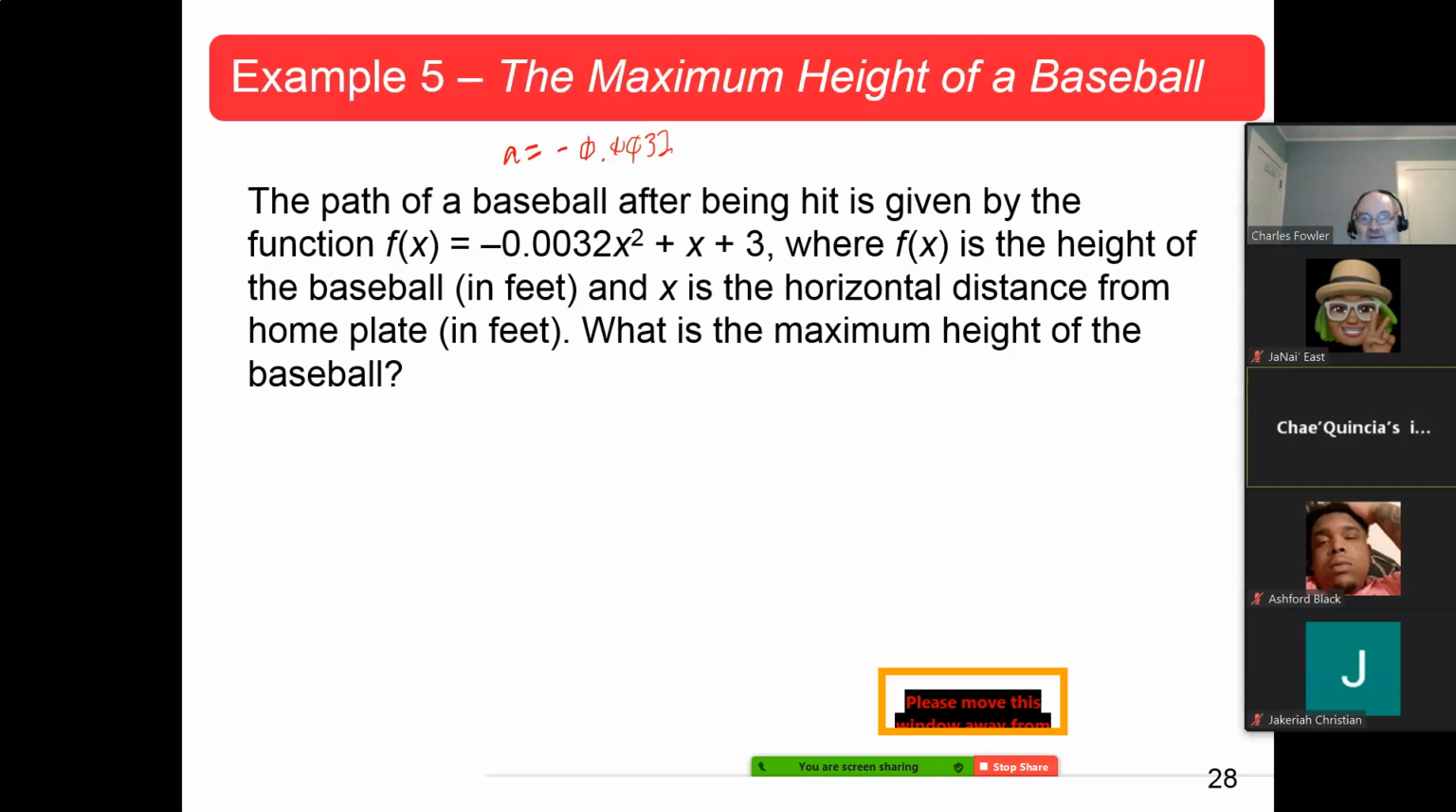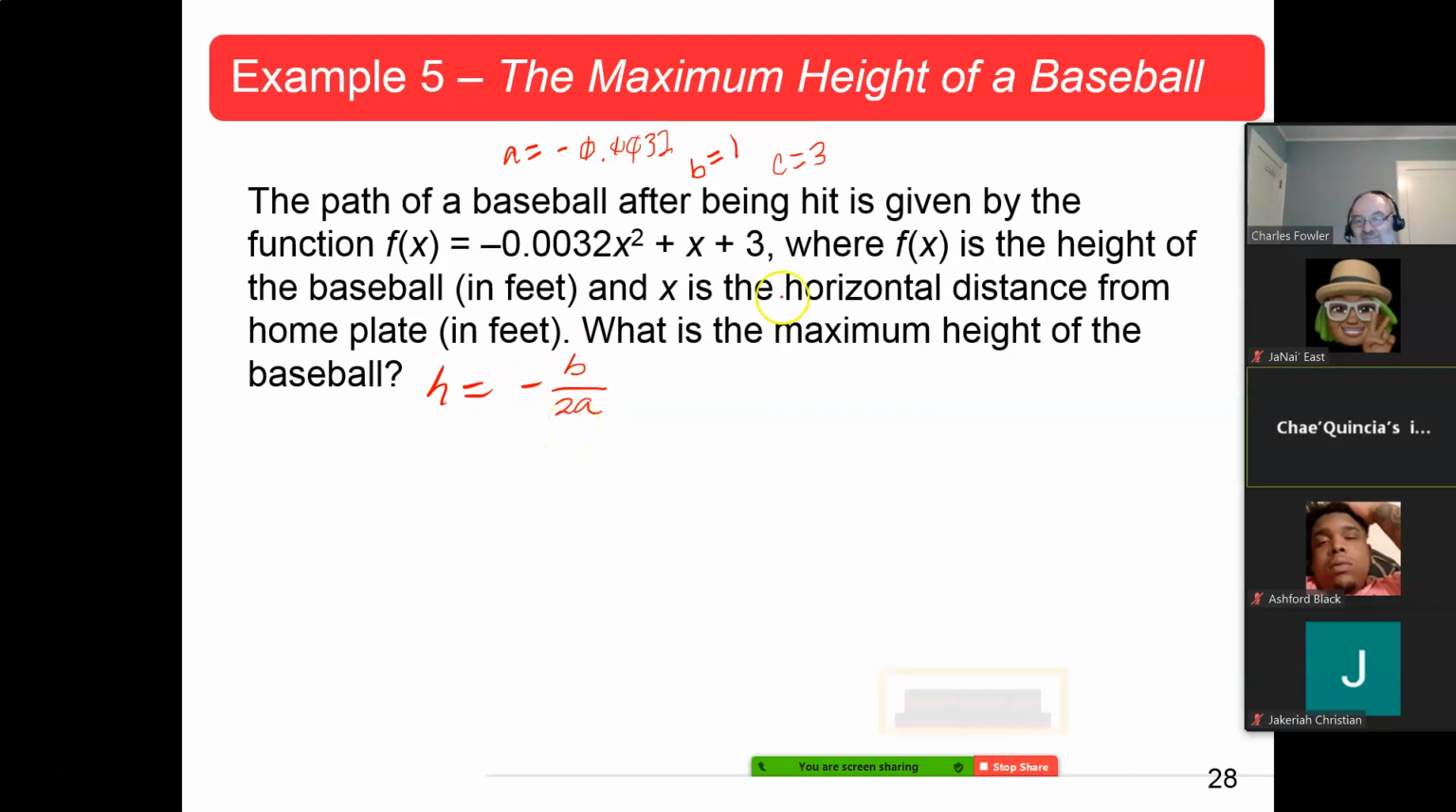Okay, now let's identify the other elements here. Your b here, the coefficient of x, is just merely 1. And you could, if you wanted to, say c is equal to 3. Guess what? We're not going to use c at all. Okay? So what's the first thing we do? We figure out the h value, the x coordinate of your vertex. That's going to be where that maximum height is. That's not going to be the maximum height, but it's going to be where it is. So what is that? The h is equal to minus b over 2a.